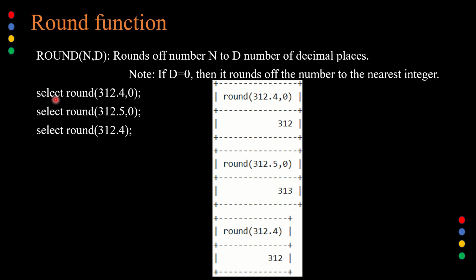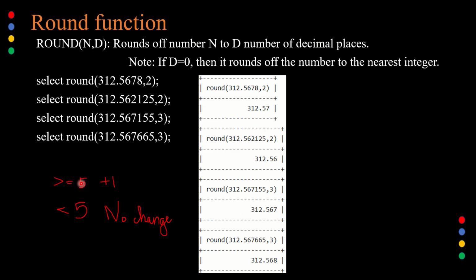First question is select round of 312.4 comma 0. Here 312.4 denotes the number and 0 denotes the number of decimal places. So in the output we never need the decimal places. Before that we have to understand one important rule. Whenever we consider a digit, when it is greater than or equal to 5, we'll be adding 1 onto it. And if it is less than 5, no change. This is one rule that you have to keep in mind, and I'll explain where to apply it.